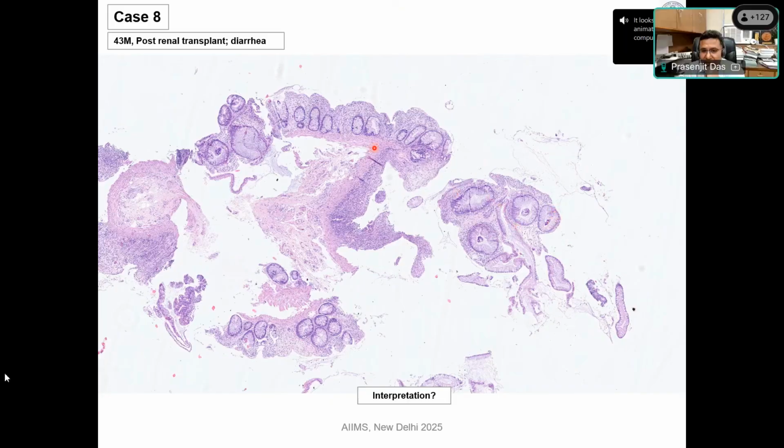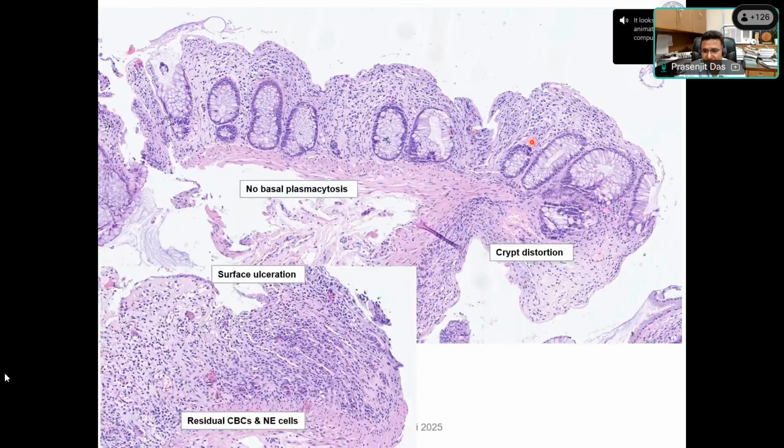Abnormal. Distorted. So it is very clear. Architecture is distorted. There are branching, dilated crypts, elongated crypts. This is also branching. At places there is no crypt. All these features are chronicity. Mucosa is inflamed or not? Very mild, no? So let us see. This is a chronic colitis, post-transplant, presented with diarrhea. Crypt distortion is seen.